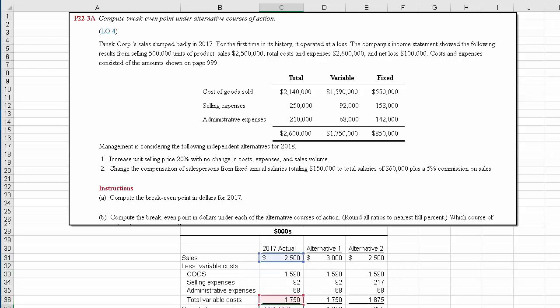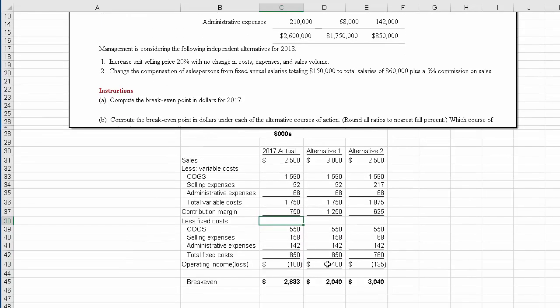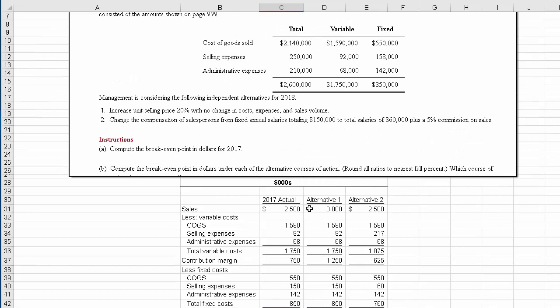Contribution margin, of course, is just sales less total variable cost. So if I take the value of what I had in cell C31 minus C36, I come up with that contribution margin. And then we subtract out the fixed costs, which were 550, 158, and 42. Now, what's interesting is that all of these costs are mixed costs. There's a variable component and a fixed component. That's certainly not unusual. All right, so if I slide on down, you'll see that I do agree that operating income was 100,000 loss, like they said. All right, now let's take a look at alternative 1 and 2 before we compute a break-even.